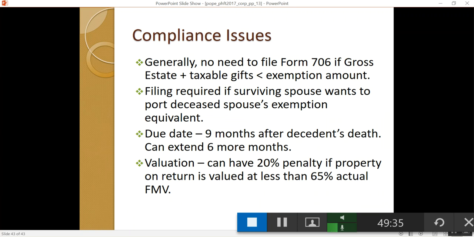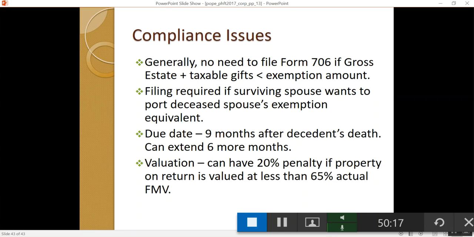And then the last section, which really is just the last page or two of your chapter, is talking about filing requirements, whether you actually have an estate return to file. An estate return is filed on a Form 706. So the first bullet speaks to the fact that there is no need to file an estate return if your gross estate plus your taxable gifts is less than the exemption amount. So remember, your exemption amount is that 5.4 million for 2016.